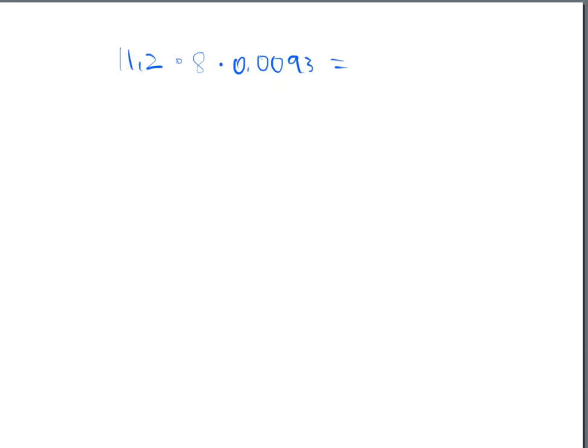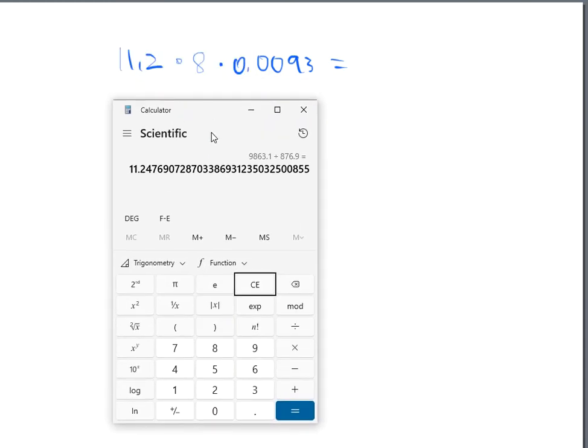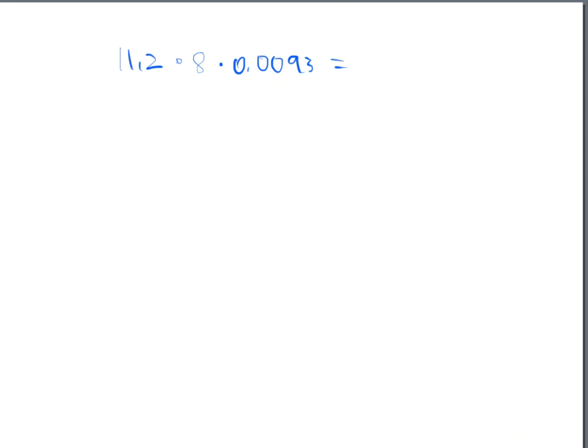I bring out my calculator. Probably can't do that in my head. And I'll do 11.2 multiply by 8, then multiply by 0.0093, and this is the answer that I'm going to get. And I need to figure out how to round it off. All right, so I'm going to write down maybe all the digits here. They're not that many. 0.83328.